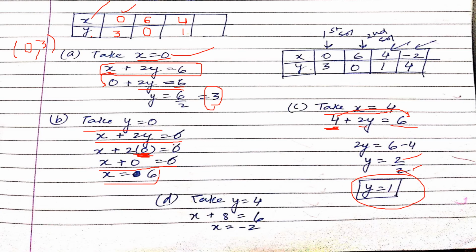So we have got 3 points. It is enough. But the question is asking for 4 points. So let's find the fourth also. For the fourth point, take y equal to 4 this time and find the value of x. Simply put the value. We have got x equal to minus 2. Now what you have to do is make a graph in your copy, take a scale, and then plot these points. That will be the solution of this equation.